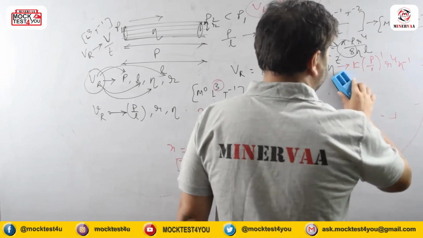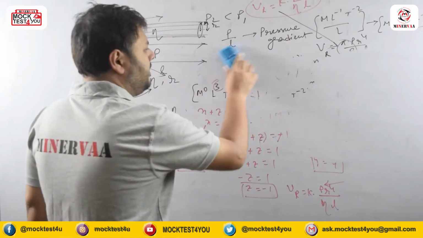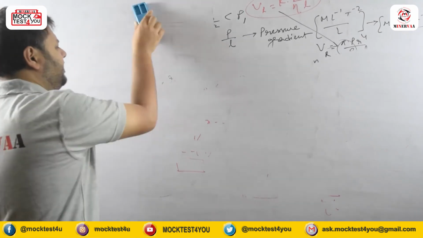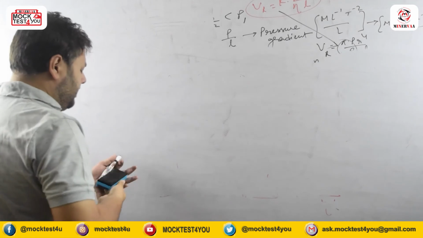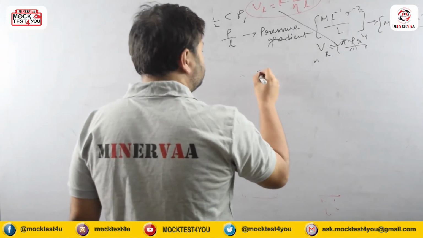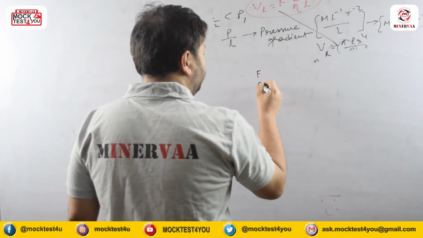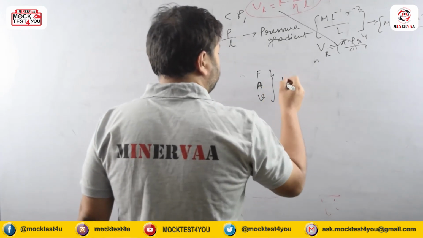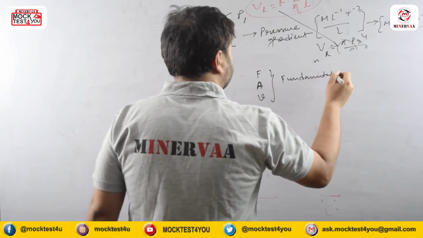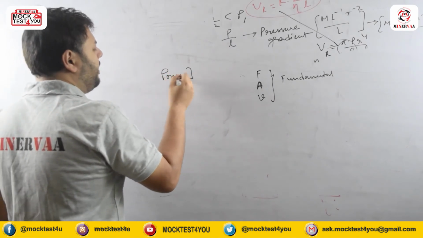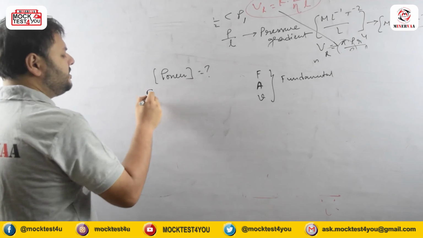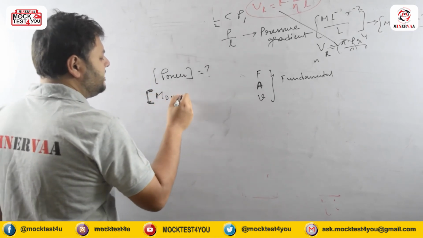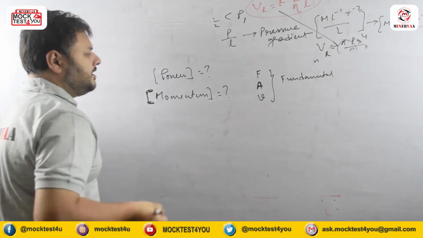Now in the last class, we did one very important discussion that there will be a different unit system, and you will be asked to find some very familiar quantities of ours. Suppose in that system, force is given as a fundamental quantity, area is given as a fundamental quantity, and velocity is given as a fundamental quantity. Now they have asked you two things: the dimension of power, and the dimension of momentum.